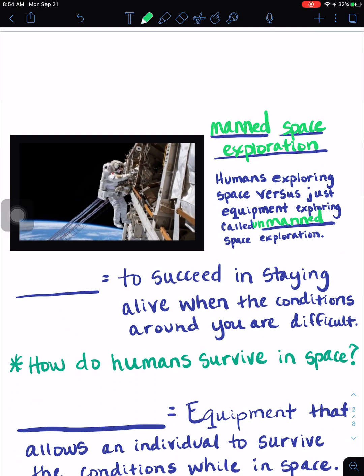So to succeed in staying alive when the conditions around you are difficult, I just want to make sure you know that word, survival. To be able to survive in space, it does take so much training to know how to take care of yourself, and equipment helps to keep you alive while you're in space.